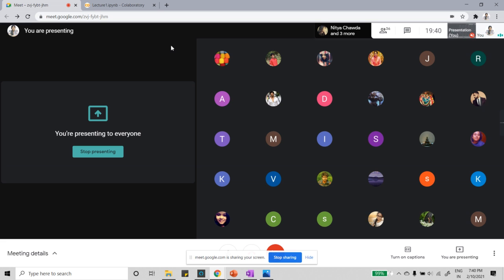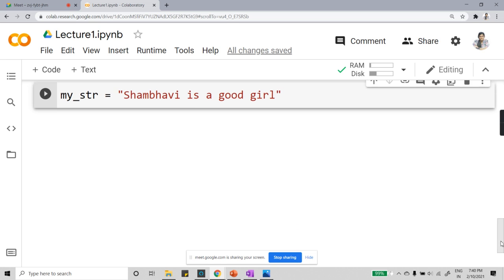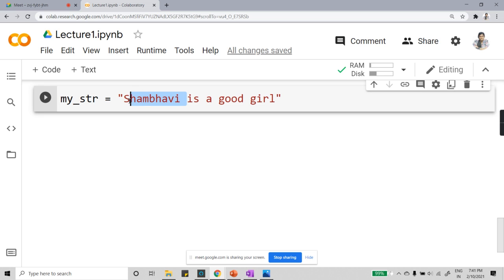Let's move towards string slicing, which I was telling you about. String slicing is obtaining a substring from a string, right? Let's say here I have taken a variable that is my underscore str. In this variable, I have stored a string that is Shambhavi is a good girl. Now, if I want just this Shambhavi from my string, this is my whole string and from this I want to extract Shambhavi. So I would use a technique known as string slicing. Now let me tell you how we will do that in detail.